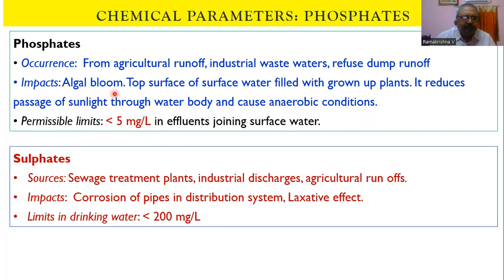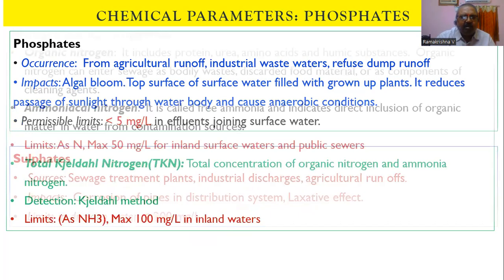And sulfates. Sulfates again cause corrosion of pipes and the distribution system. They can come from sewage treatment plants, industrial discharges, and agricultural runoffs. The limit available for drinking water is less than 200 milligram per liter.